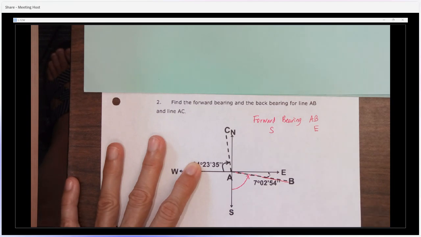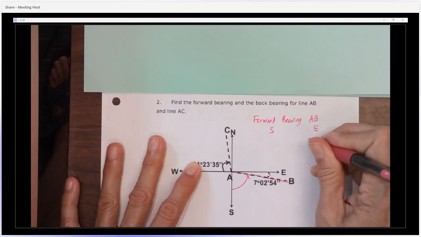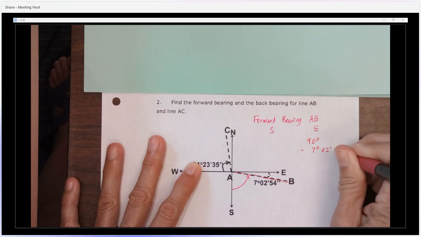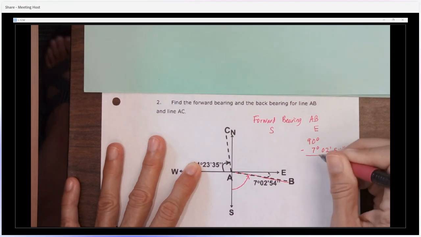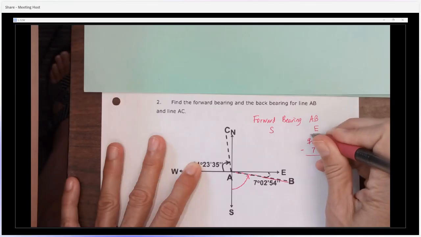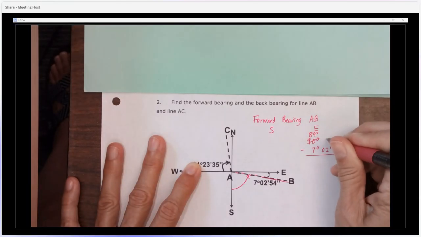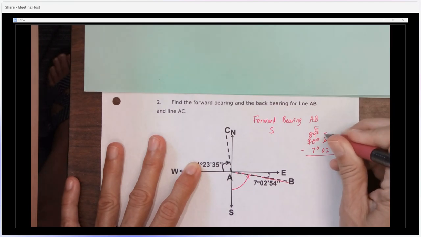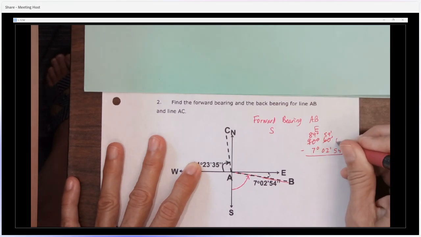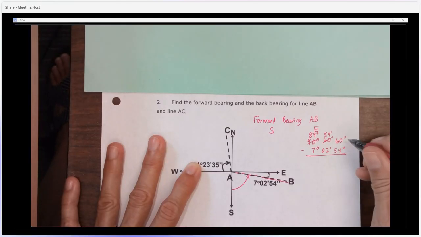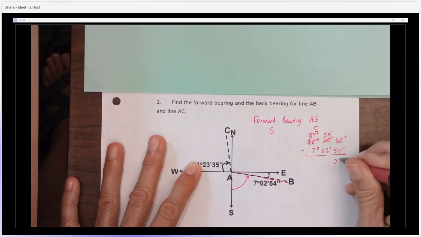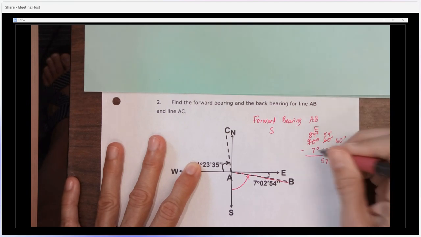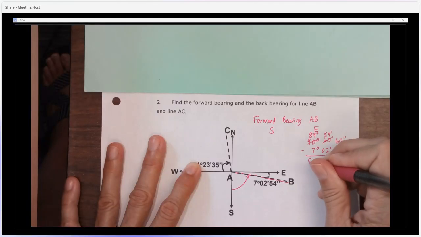So for my forward bearing, I'm just going to subtract that from 90 degrees. Subtract that 7 degrees, 2 minutes, 54 seconds. So I'm going to have to borrow from my degrees here. I'll make this 89 degrees, and I'll take that 1 degree and turn it into 60 minutes. And then I'll borrow 1 minute from here, make that 59 minutes, and get to 60 seconds. And now I can do my subtraction. So 60 minus 54, 6 seconds there, 59 minus 2, 57 minutes, and then 89 minus 7, 82 degrees.